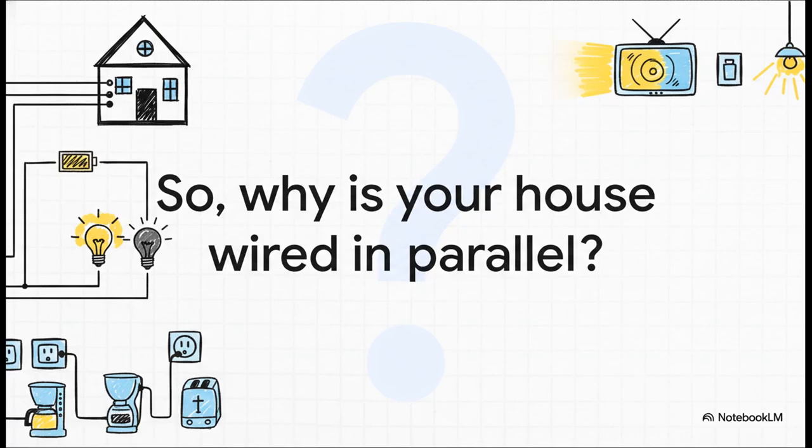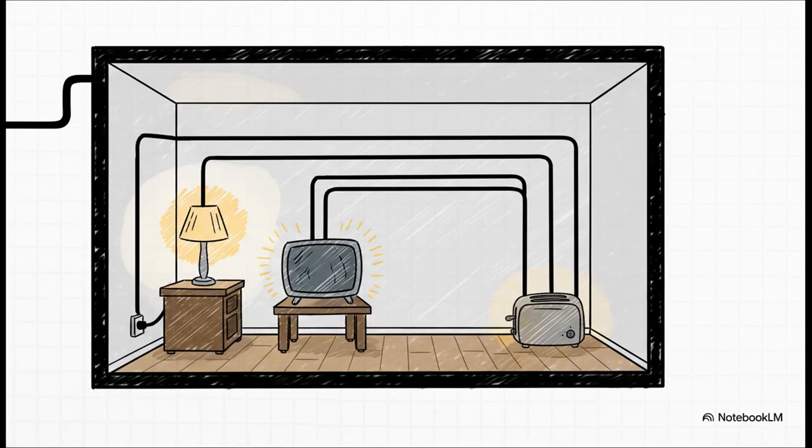Think about your own house. You can turn on the TV in the living room without having to turn on the light in your bedroom, right? And when one light bulb in the kitchen burns out, the whole house doesn't suddenly go dark, does it? So why is that? Which type of circuit do you think we use at home? You guessed it, our homes are wired in parallel.